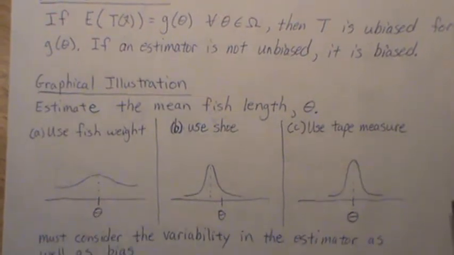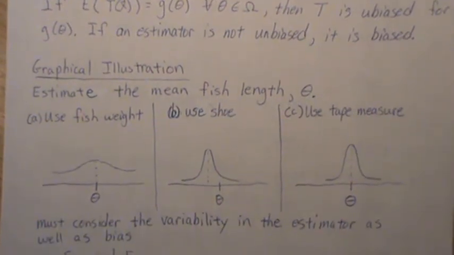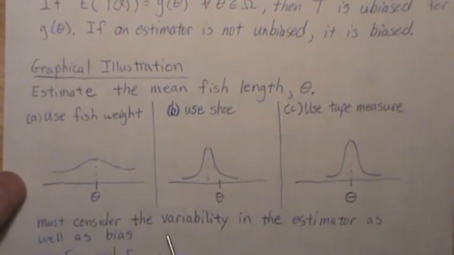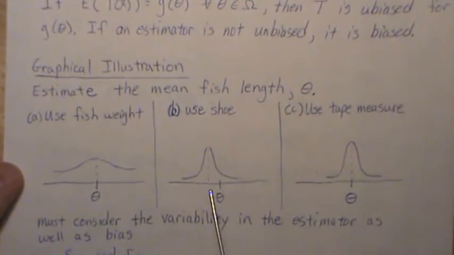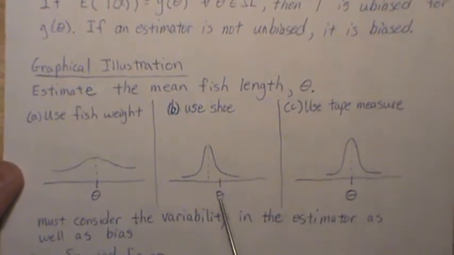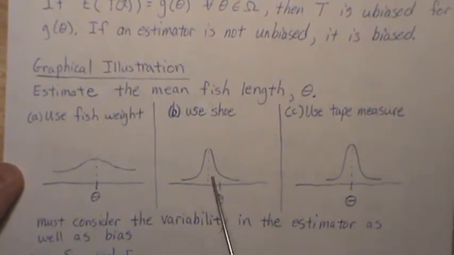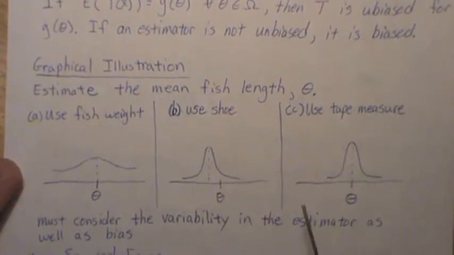And so somehow we have to consider the variability in our estimator as well as the bias. So these are unbiased, but this has less variability in it. Now this has less variability, but it's biased. So which one's better? Well, I don't know. So somehow we need to look at this distance from the distribution to our unknown parameter.